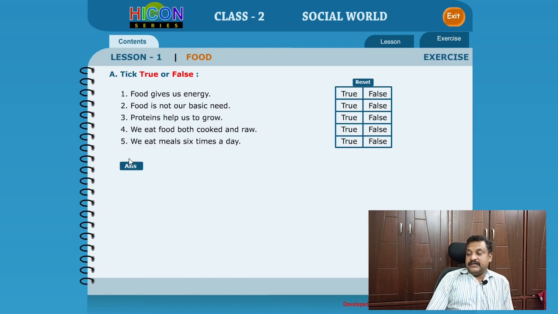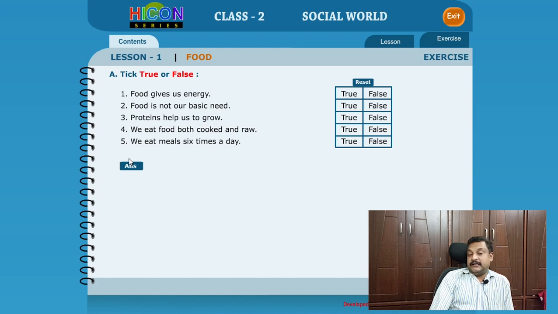Okay. What we need to do is check whether the statement given here agrees with the concept that we have learned in the lesson. Whether they agree with the concept that we have learned in the lesson. So first one, food gives us energy.